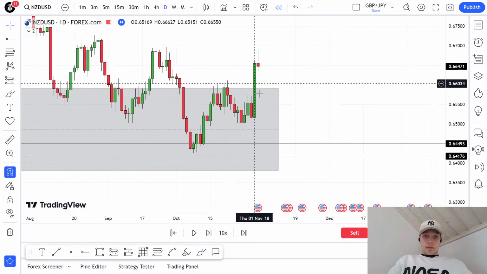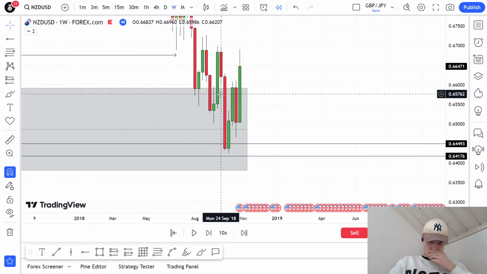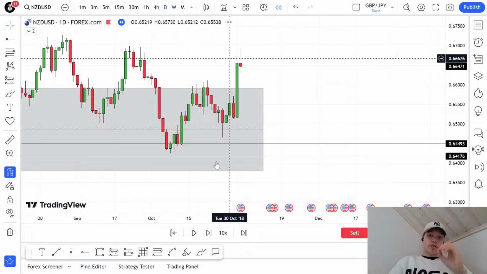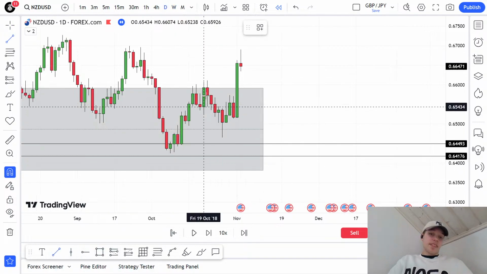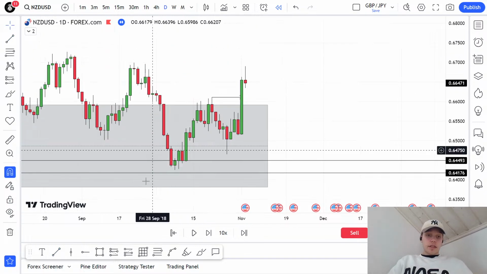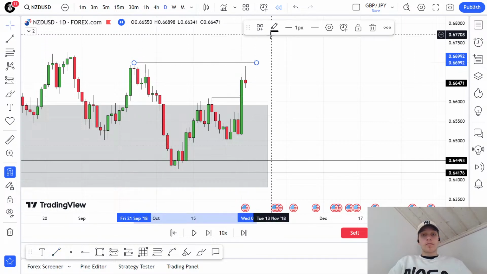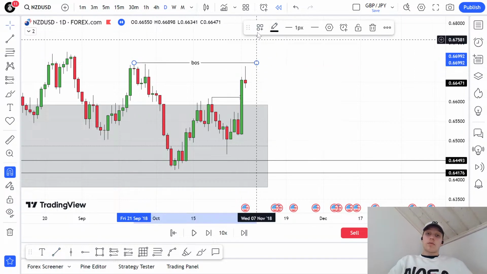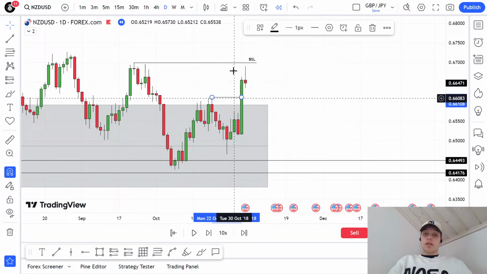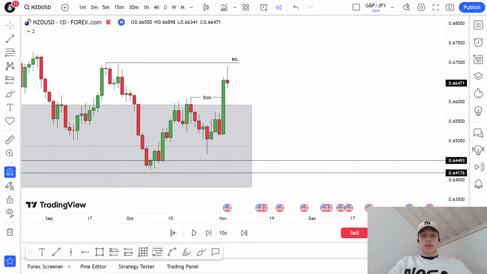So okay, what does this tell you then? Well, is this a good break of structure? I would say, yeah, it's fine. We haven't even swept these highs yet, so if we could get a retracement without sweeping these highs, I would be happy about that, and I would probably indulge in this trade.